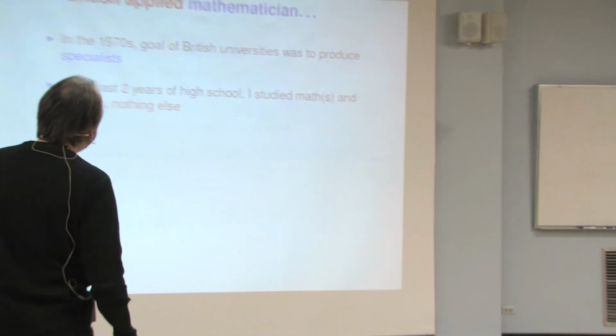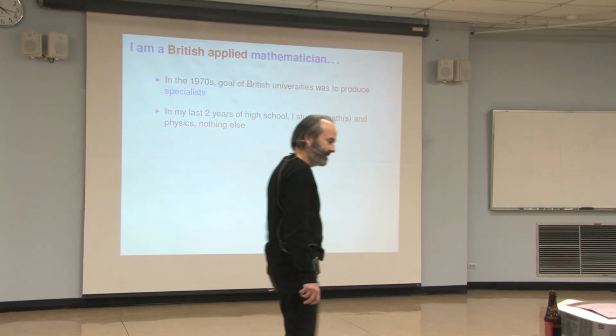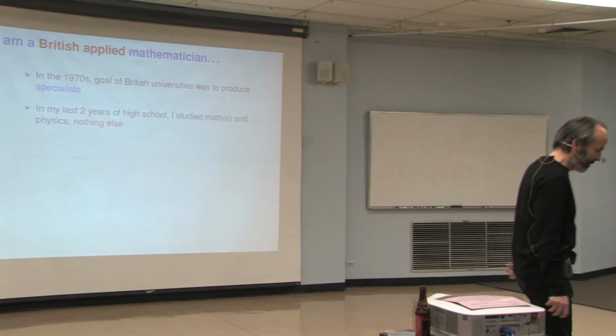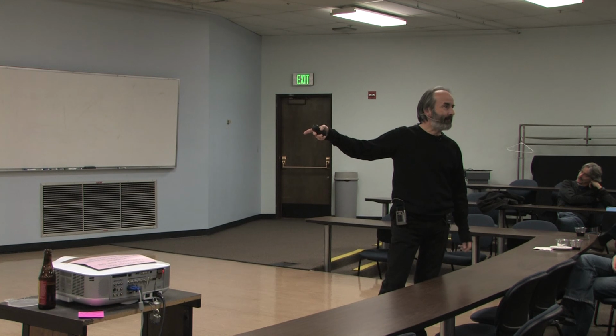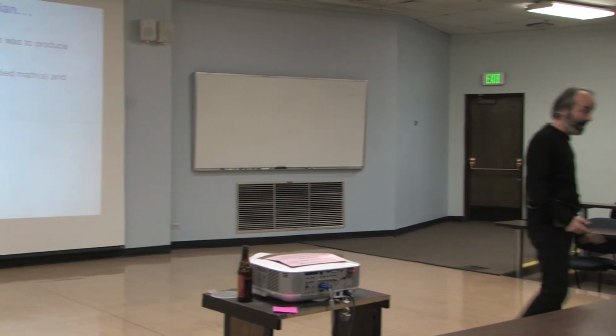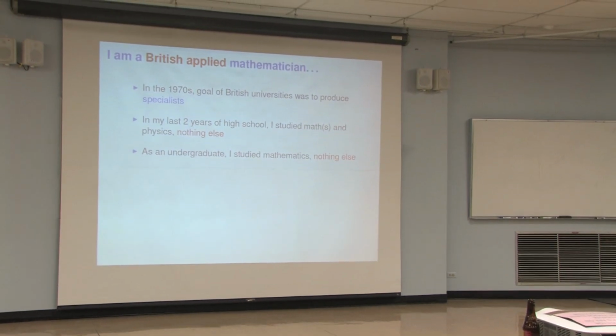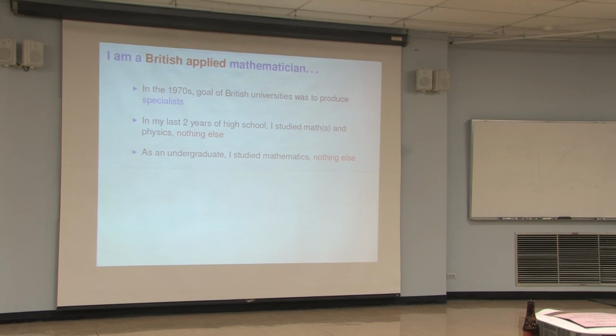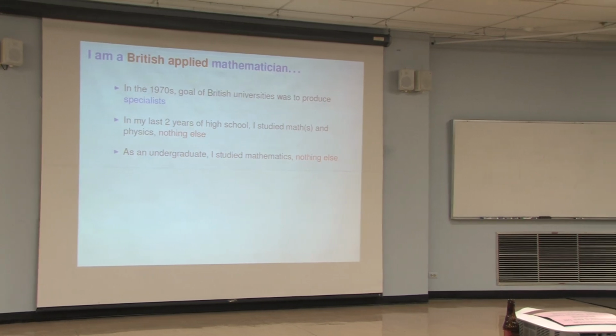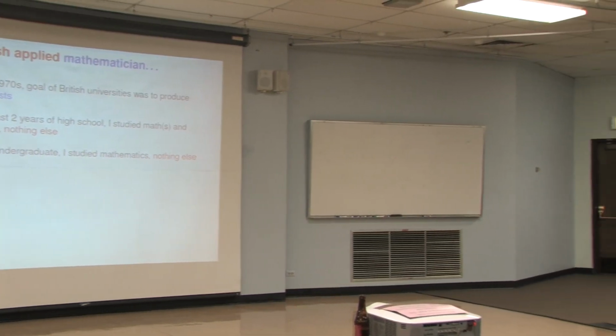All right, so in my last 2 years of high school, from 16 to 18, what I studied was mathematics. I put an S on math because in England we say maths, not math. So I studied mathematics and physics and nothing else, right? Then, as an undergraduate, I went to Bristol University, which is on my map of England, a dot to the west of L. As an undergraduate, I studied mathematics, nothing else. I didn't do anything else.